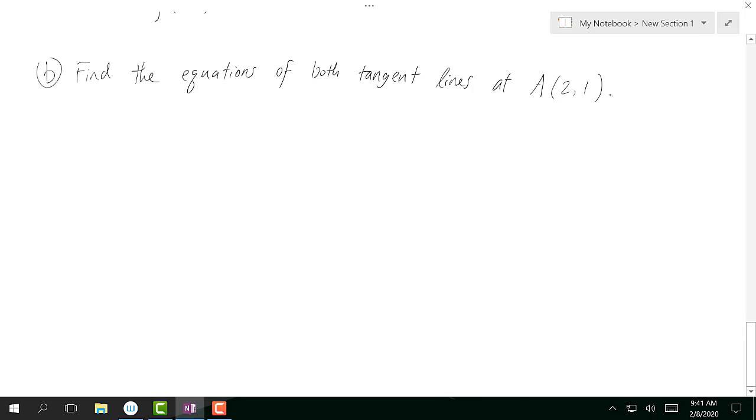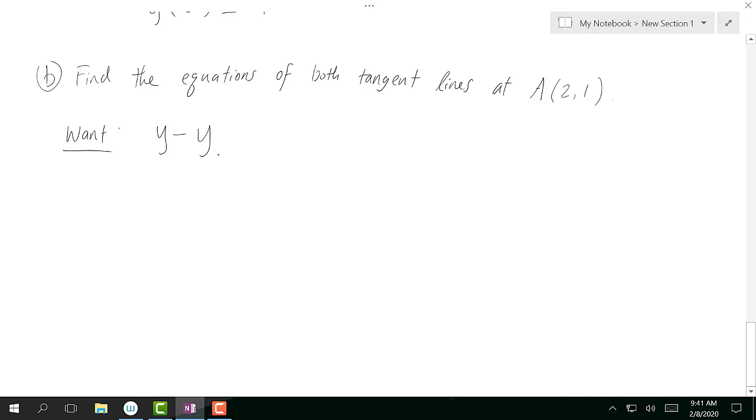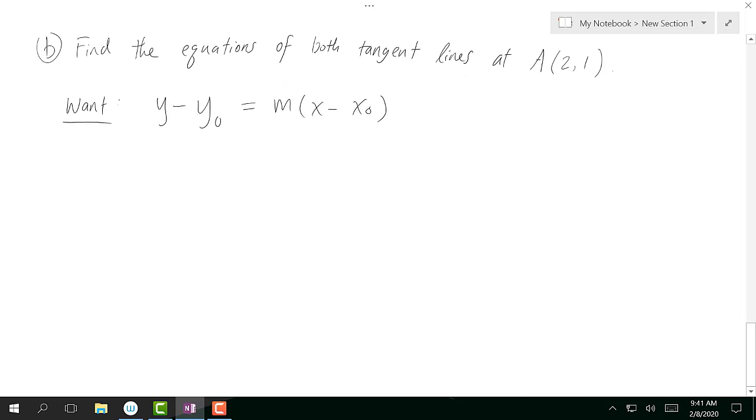And so to find the tangent line of the equation, all we really need is the point and the slope. And so what we want is to find the values that will satisfy my point slope form, so y minus y naught is m times x minus x naught. This is what we want. And in fact, we're almost there, actually. What we have already, let's keep track. So we have the point x naught, y naught equals 2, 1. So we have the point of tangency. All we need to do is find the slope. This is going to be our derivative.